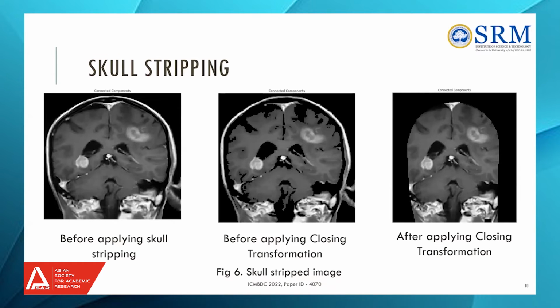The first image shows the input image. The second image shows an attempt to extract the brain without applying closing transformation. And the last image shows the final image after applying closing transformation. As visible from the final image, skull stripping has allowed us to reduce noise considerably.